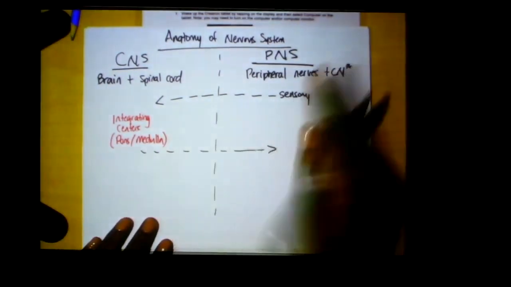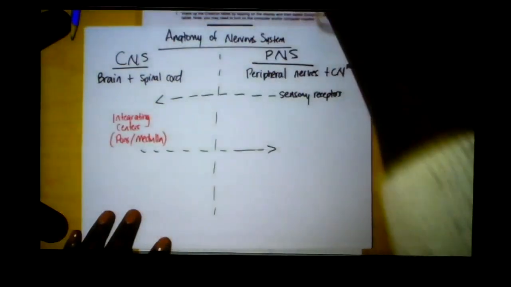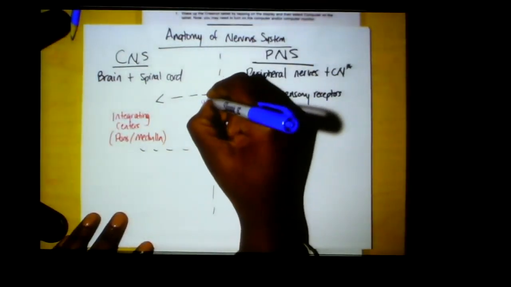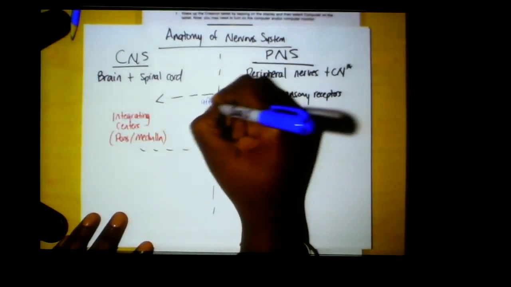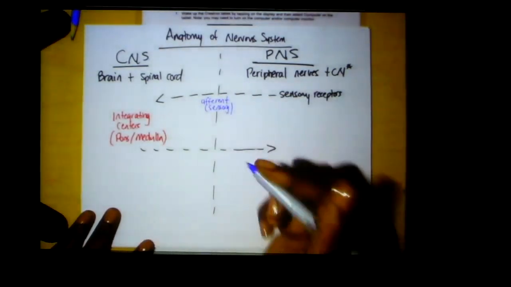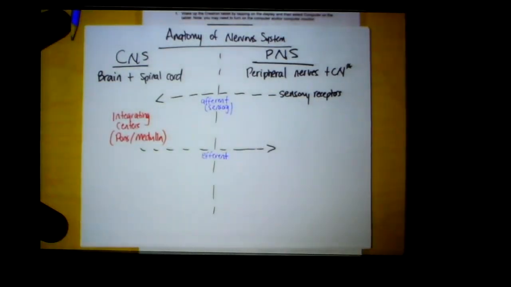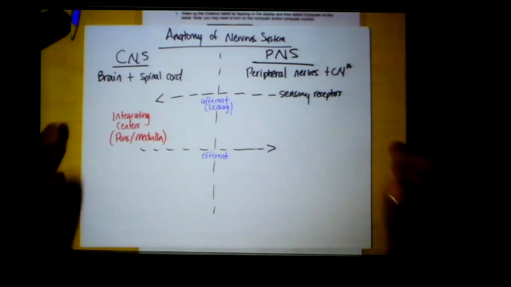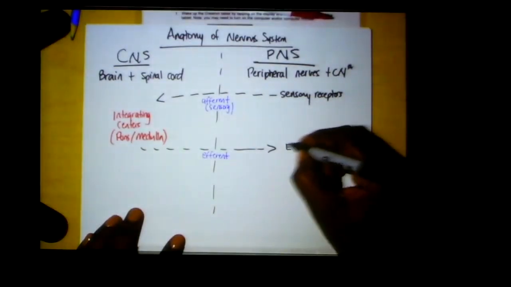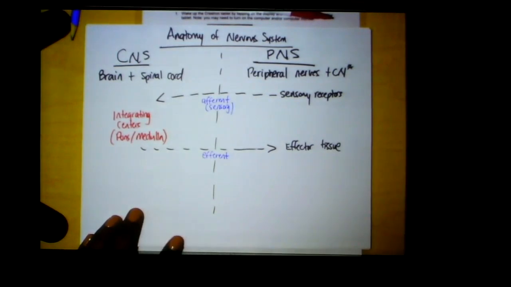So basically here we have sensory receptors picking up sensory information from the world around us. There is an afferent signal. So this flow of communication is afferent, or sensory. Whereas this flow of communication is efferent, and this can be either motor or autonomic. We send out a signal to some type of effector tissue here, or some type of target cell.